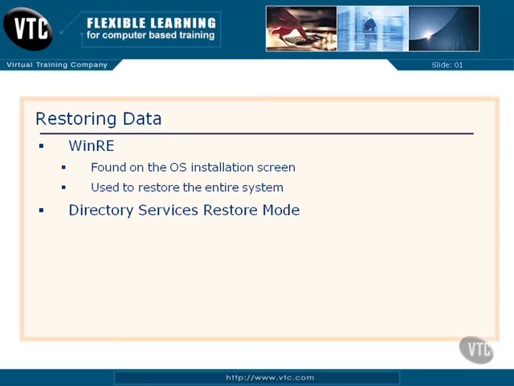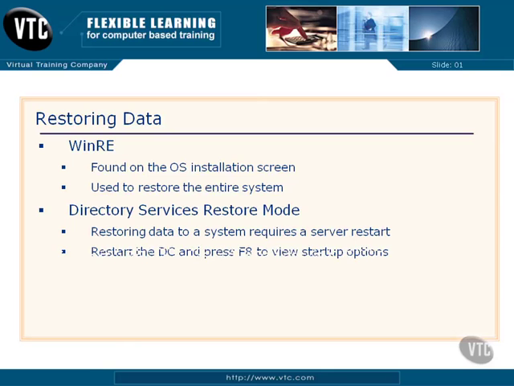Now, the Directory Services Restore mode. Easy to remember. This is what will restore the directory services or the system state data. Now, restoring this requires a server restart because we're going to restart the server, and as the server is coming up, we're going to hit F8, and we're going to kick it into startup options. This is just like starting the machine up in safe mode. We're going to restart it, hit F8, and we will choose Directory Services Restore mode.